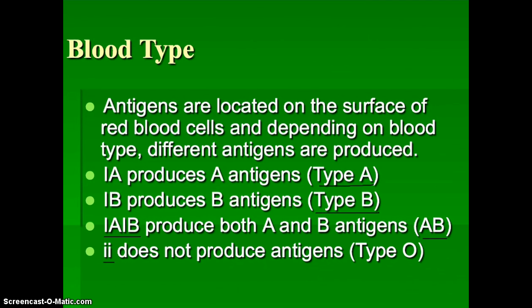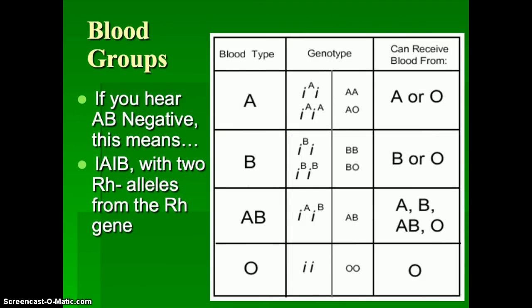Two little i's do not actually produce antigens, and we will call this type O blood. So, if you hear AB negative, what this really means is you are going to have the co-dominance, so you're going to be heterozygous with one of each, IA and IB, and then you're going to have 2 Rh negative alleles from the Rh gene. So this gives you an idea of what we actually mean when we're saying this stuff.